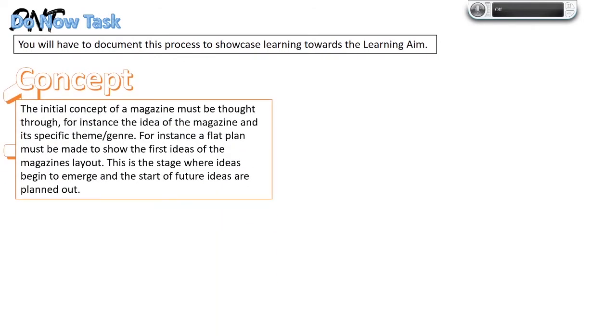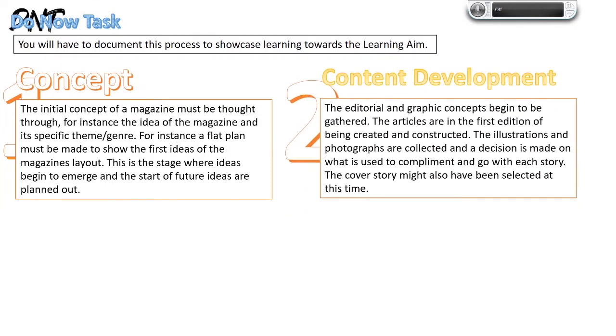Alright, so concept is the first stage. This is about designing your magazine with regards to your specific theme. So it could be that you develop a flat plan for this once you've got your initial idea up and running. Then there's content development. So the editorial team and the graphic team start to gather concepts that ensure that the magazine reflects the genre. Illustrations and photography are taken and used to complement the stories. The cover story might have also been selected.